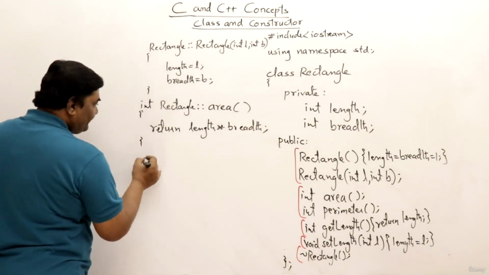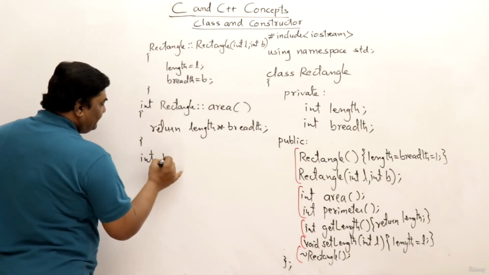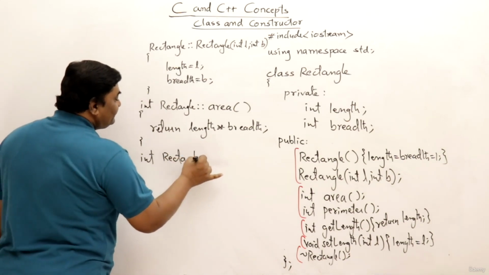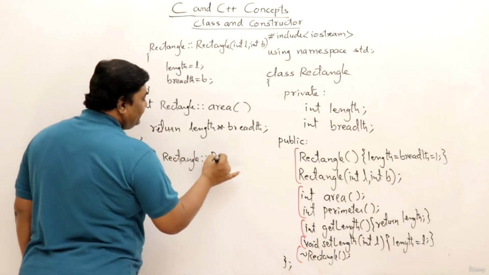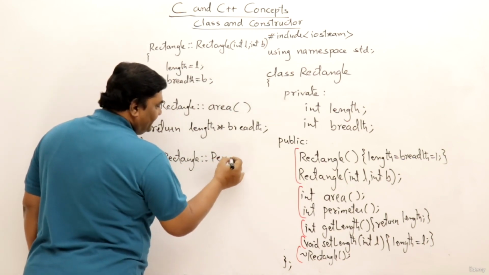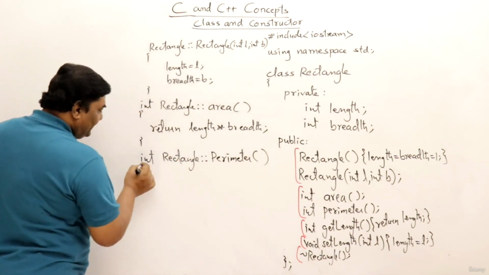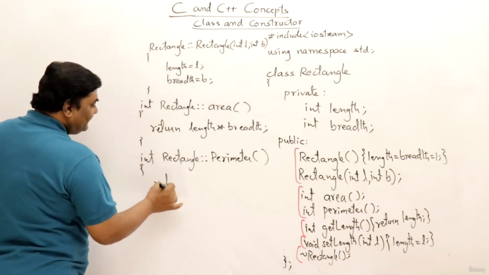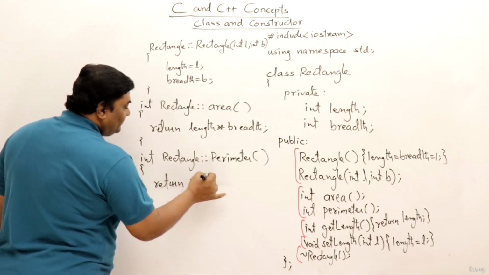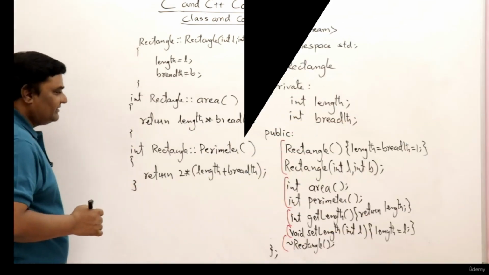Now the next function is the perimeter function, so I will implement it outside. Int, Rectangle is the class name, so I have to use scope resolution because this function is not an independent function. This is a part of the Rectangle class. The function name is perimeter. It doesn't take any argument, and it's also a simple formula and a single line function. So just say return 2 into length plus breadth. That's the end of the function.